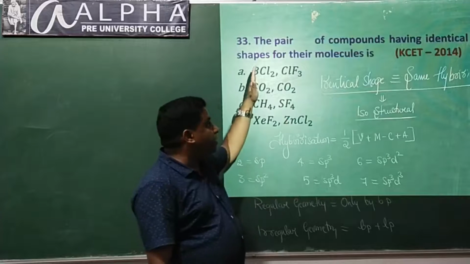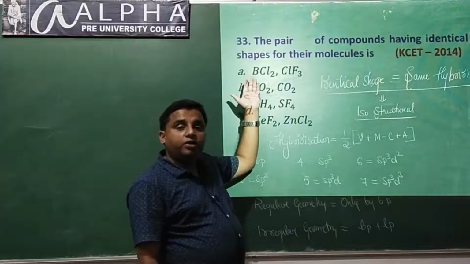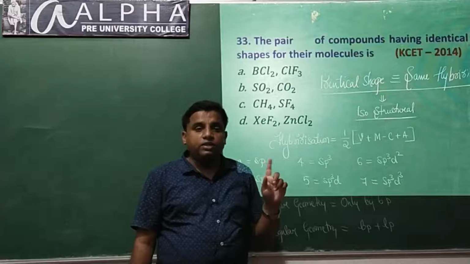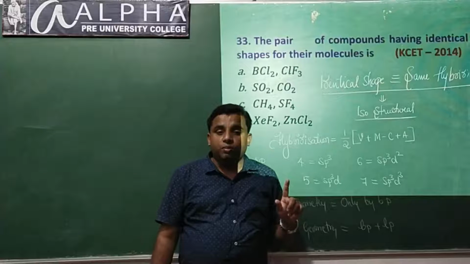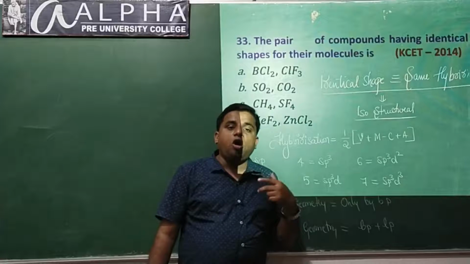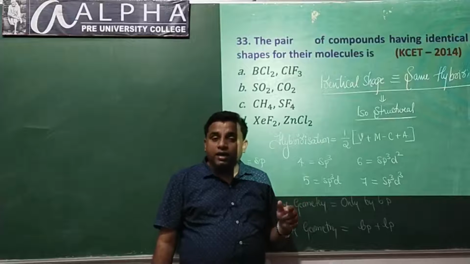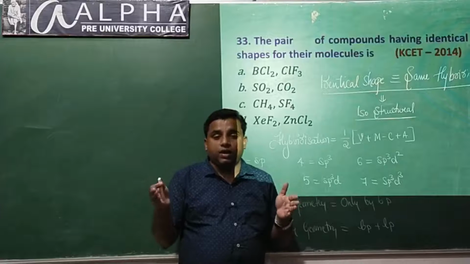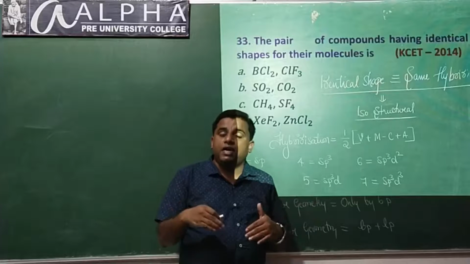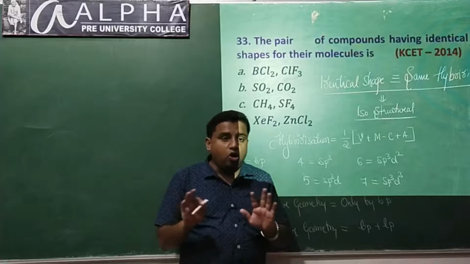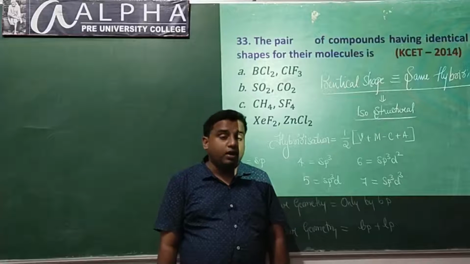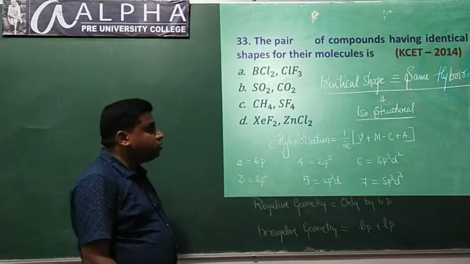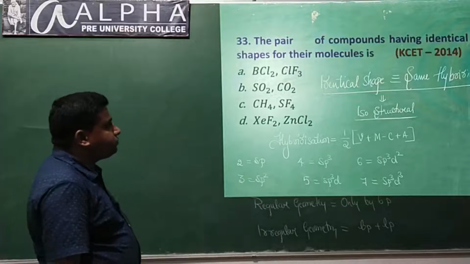If one has regular geometry and the other has irregular geometry, but the hybridization is the same, they will not have the same shape. So both of them should be regular or both irregular. Only then, if they have the same hybridization, will they have the same shape. Otherwise they will not have identical shape. So note this point, students. Understood? That's great.